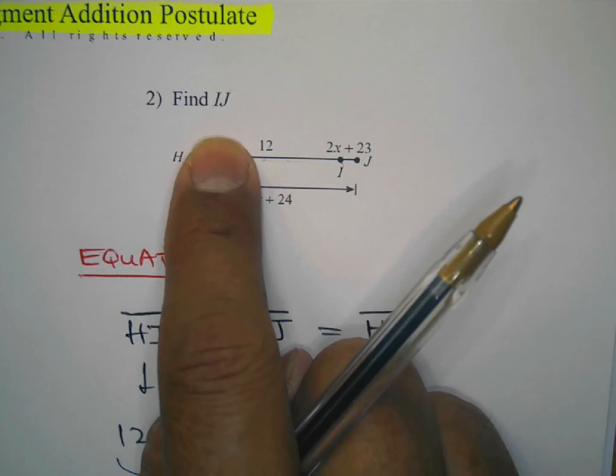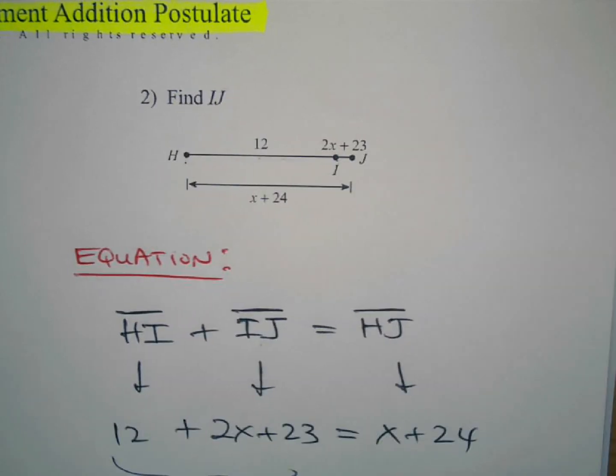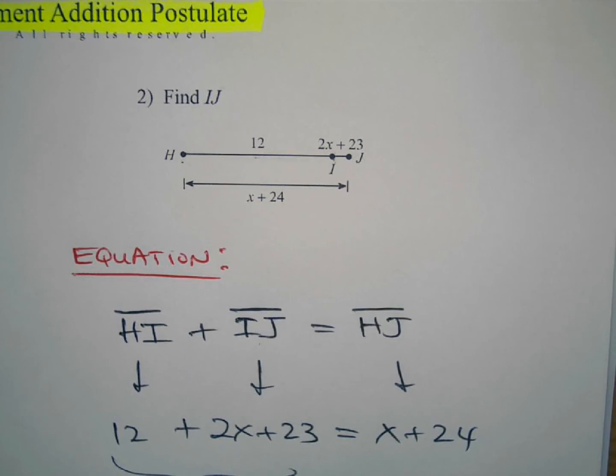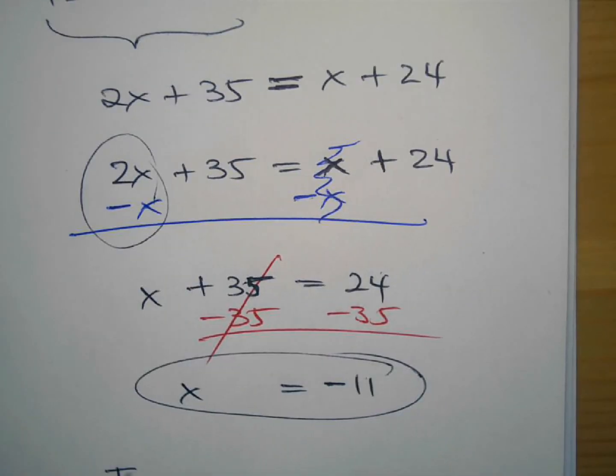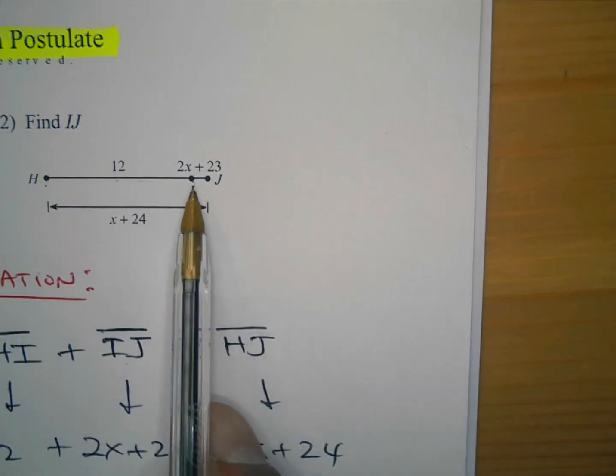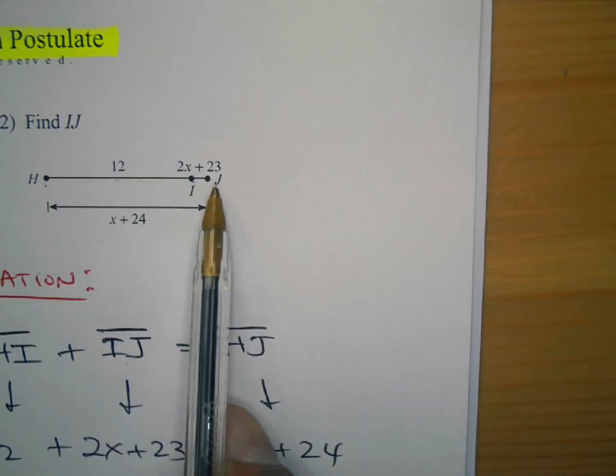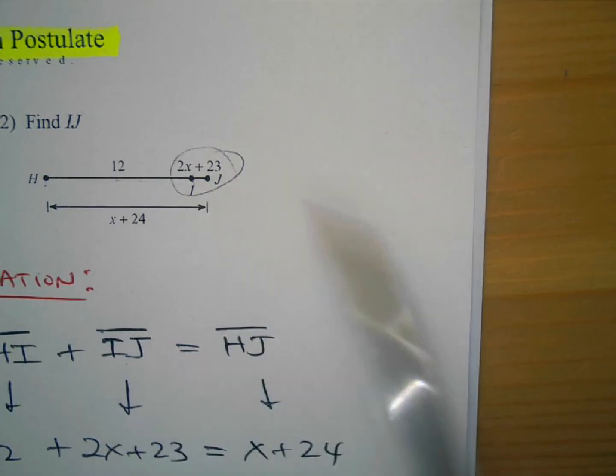It didn't say solve for x. It said find IJ. Right? Make sure we're answering the question for the problem. It's not asking you for x, but we still need it, right? What is IJ if I need to find IJ? Well, according to this, IJ is 2x plus 23. You guys see it here?